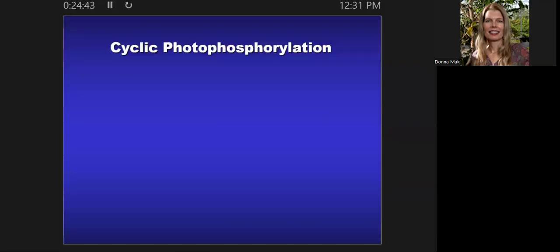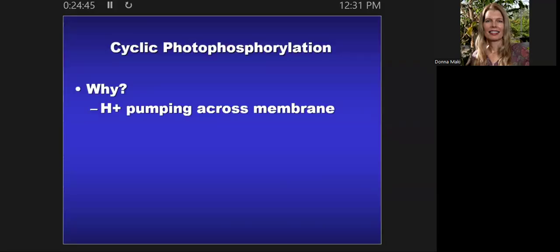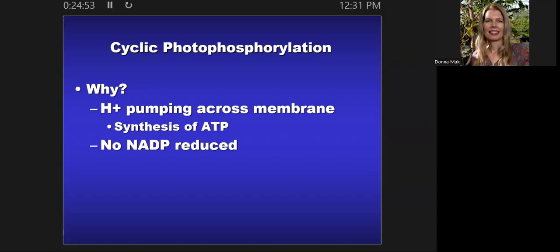When you do this, you get extra protons getting pumped. It's very efficient. Everything's already there in place, just ramp it up a little bit. And you don't get NADPH, but that's okay, because sometimes it's just like, no, I don't need any more NADPH per se. I just need a boost of ATP. Okay, and so that is something that plants will do.